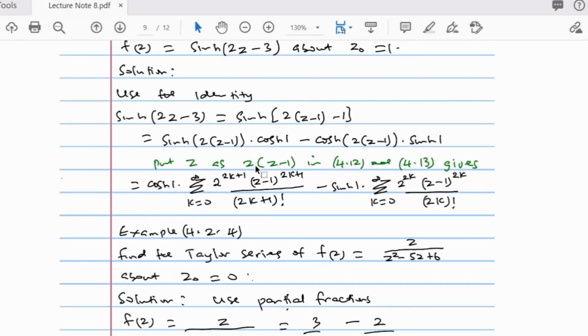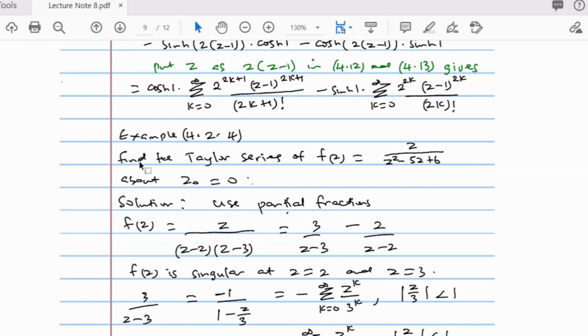So replace your z as 2z minus 1 in 4.12, and replace your z as 2z minus 1 in 4.13. That means your sinh of 2z minus 1 becomes this guy here. This is your cosh 1. And your cosh of 2z minus 1 becomes this guy here. So this is the power series or the Taylor series of this function at z not equal to 1. So you see that instead of using your 4.7 and 4.8, I use any of my elementary series to compute the power series. Okay, so let's look at this other example.